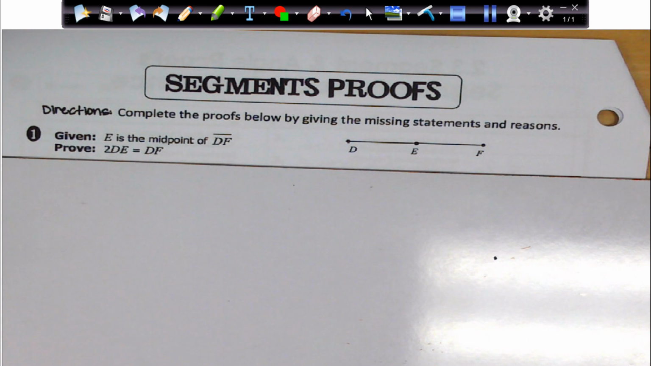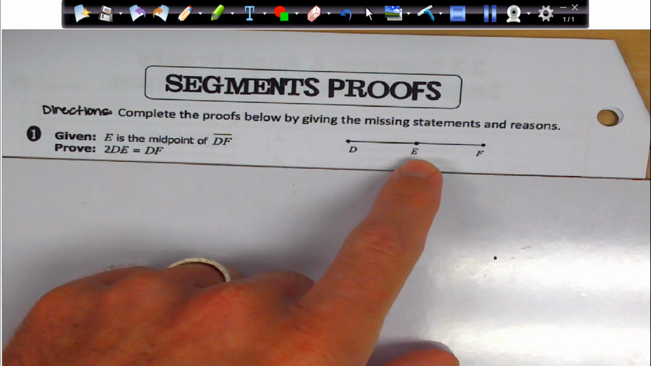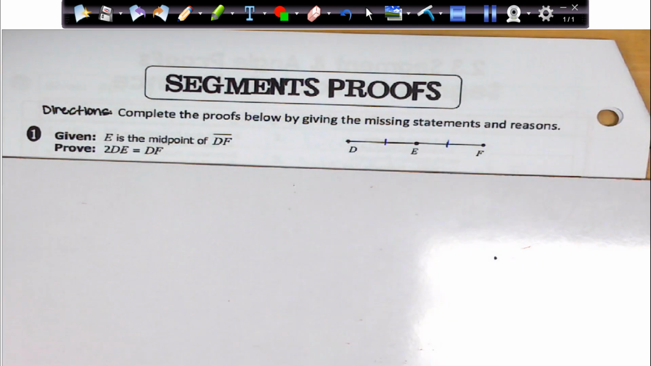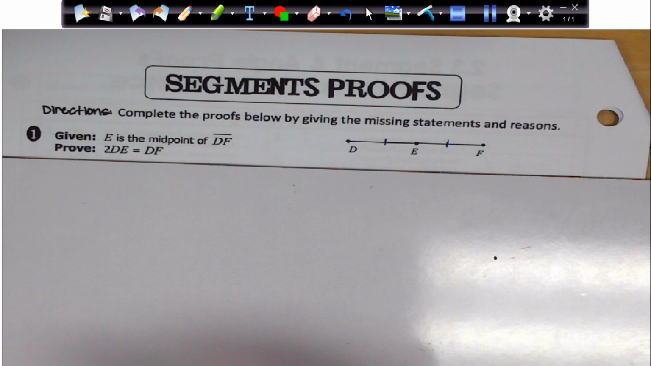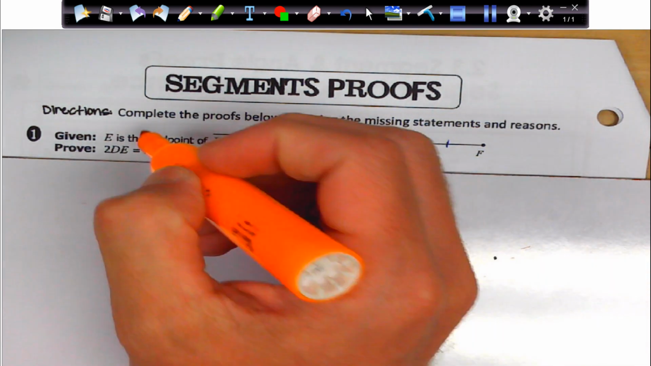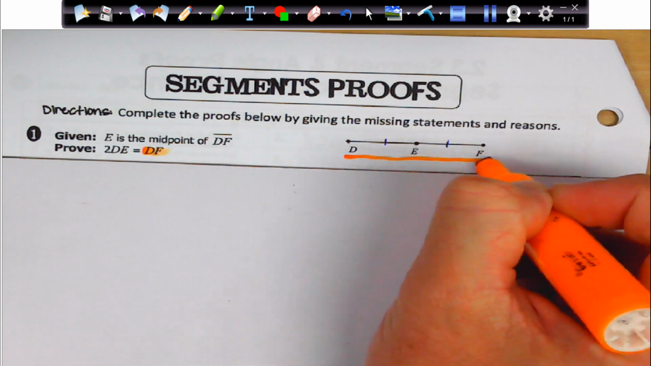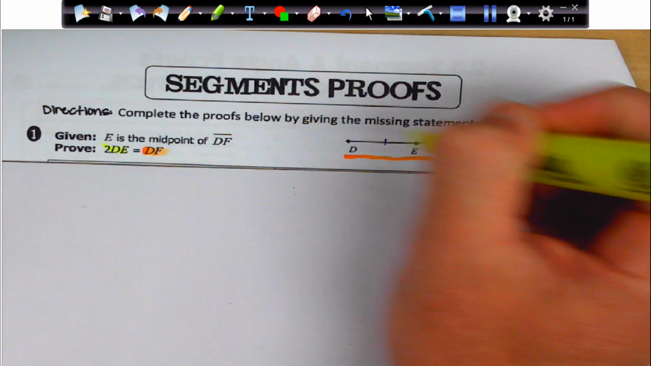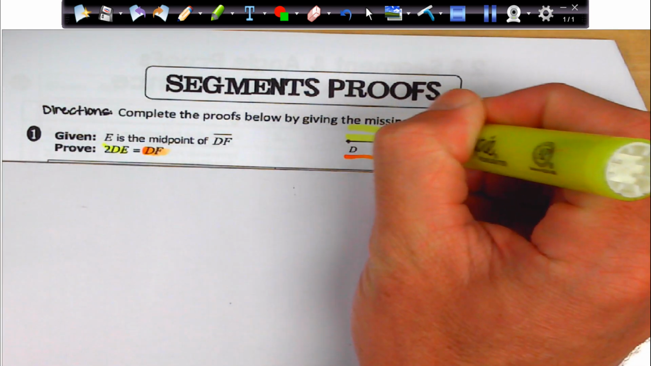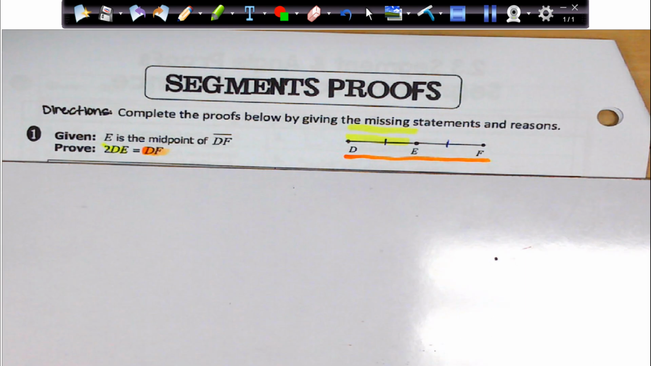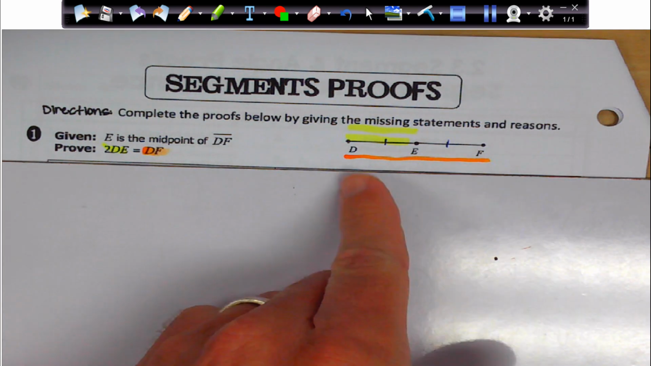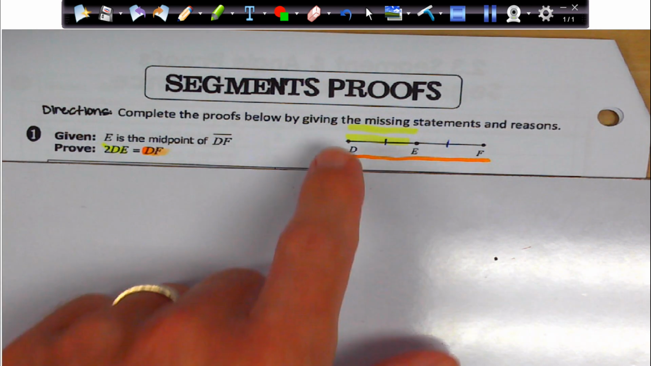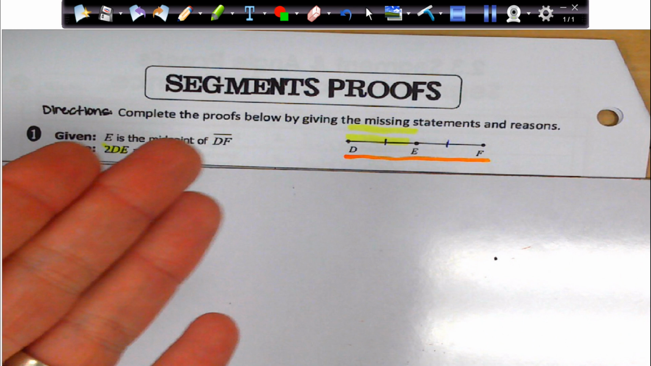All right, so first of all, it says E is the midpoint of DF. So E is the midpoint of DF. So I like to mark my picture. Automatically, I know that these two segments are congruent. Cool. Then it says 2DE is equal to DF. Okay, so DF right here is the whole thing, and 2DE is this and that twice. Well, I know that DE and EF would make DF. That would be segment addition postulate. And I know that DE is equal to EF, so I could see how this would make sense.